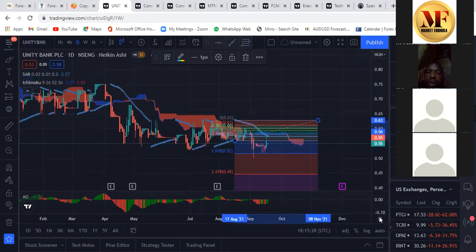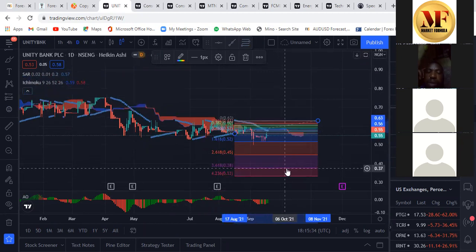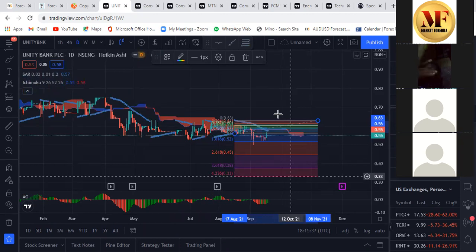If price doesn't hold there, we'll come to 45 kobo. If it doesn't hold there, come to this extension, 38 kobo or 33 kobo. So that is how it continues to go down.